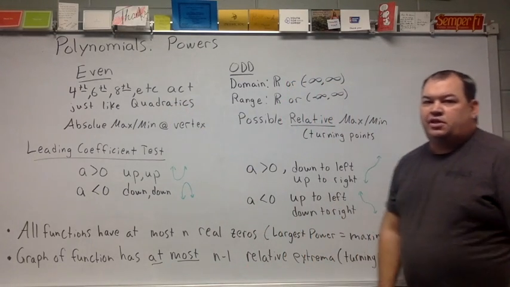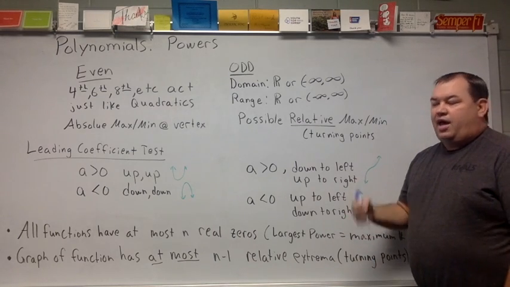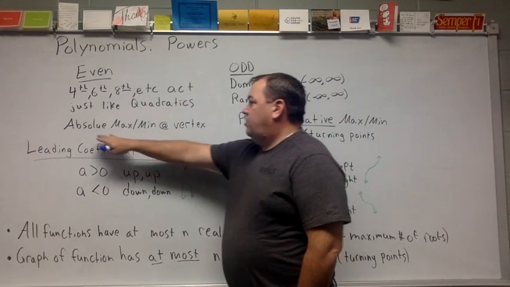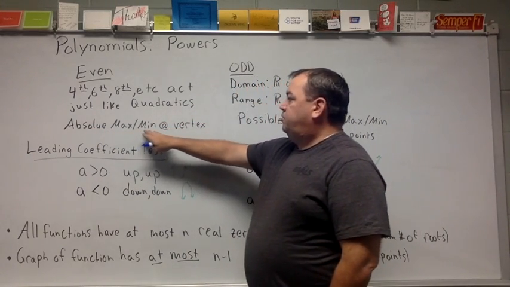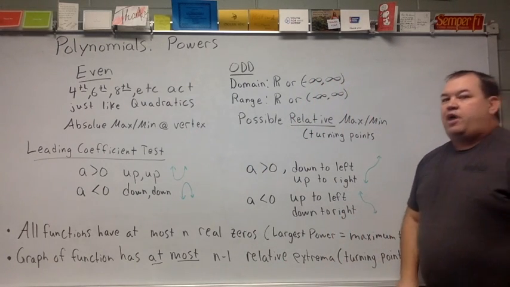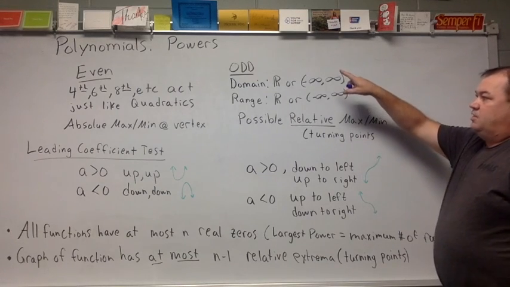We do a lot of studying of quadratics. Fourth powers, sixth powers, etc. act just like quadratics do, and they end up having either an absolute maximum or an absolute minimum at the vertex. The other half of our polynomial powers is the odds.